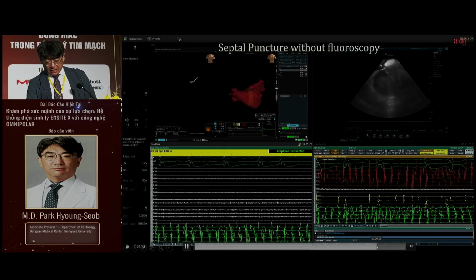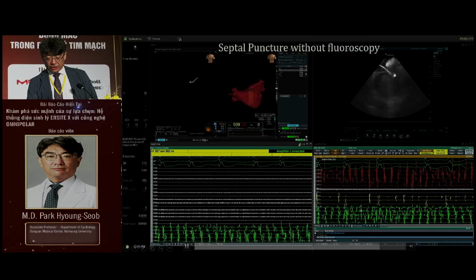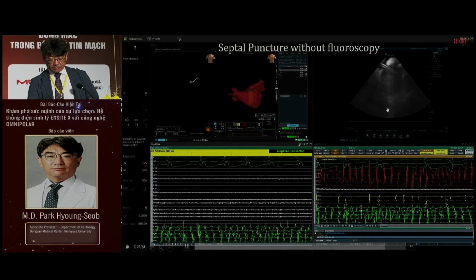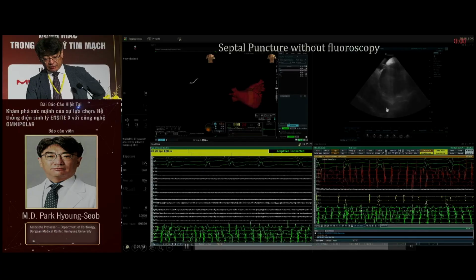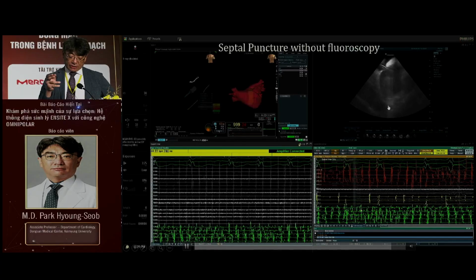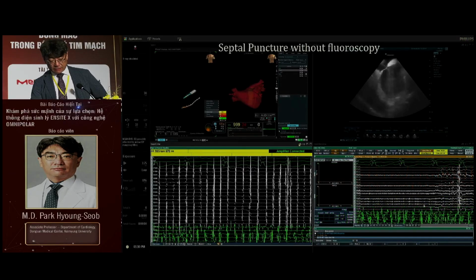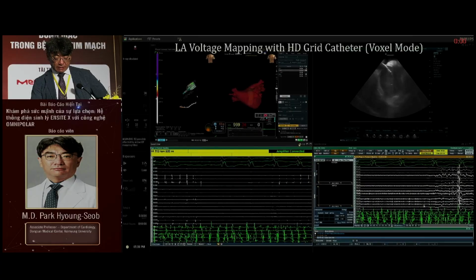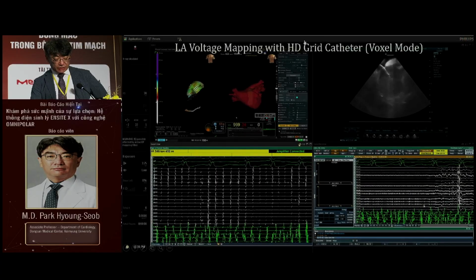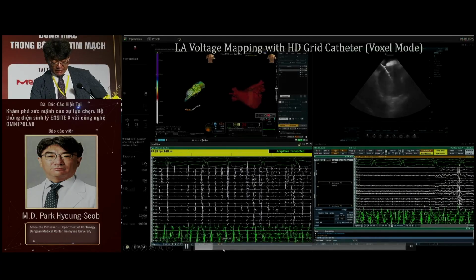After that, I usually change the SL sheath to an Agilis catheter. I'm a big fan of the Agilis catheter. When I do the procedure, I like to use the Agilis catheter for almost all cases of AF ablation. The next step is LA voltage mapping with the HD Grid catheter.